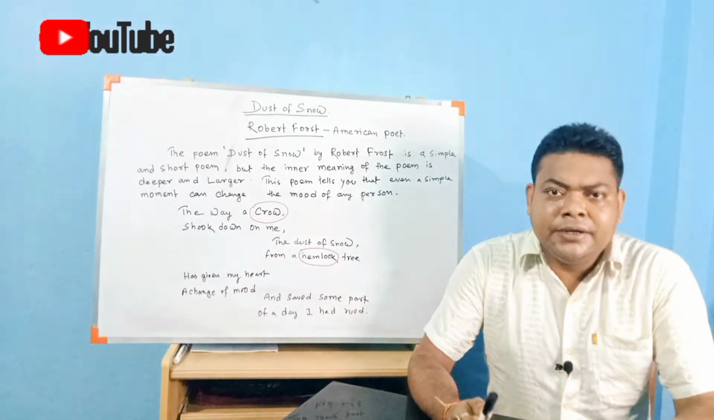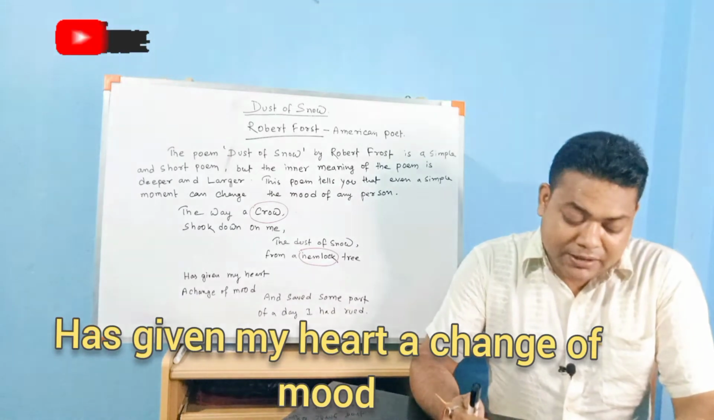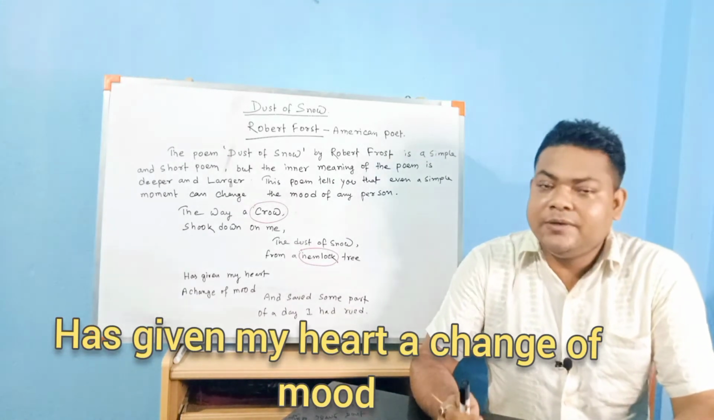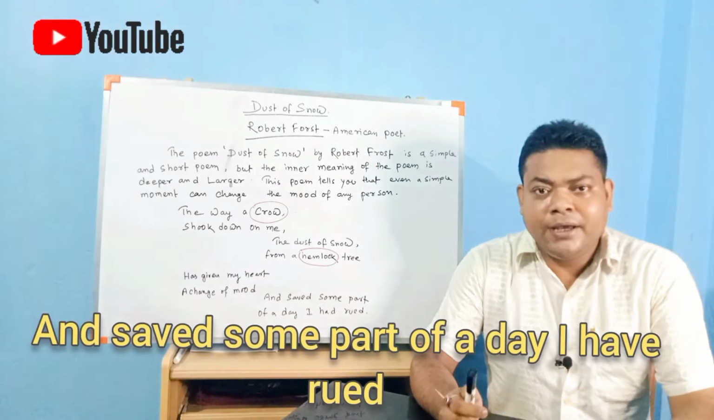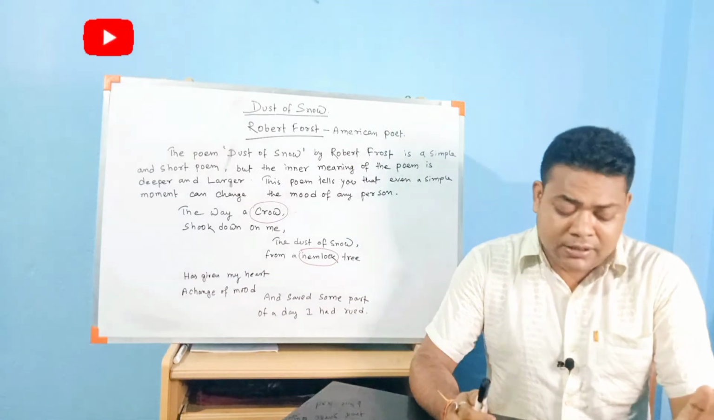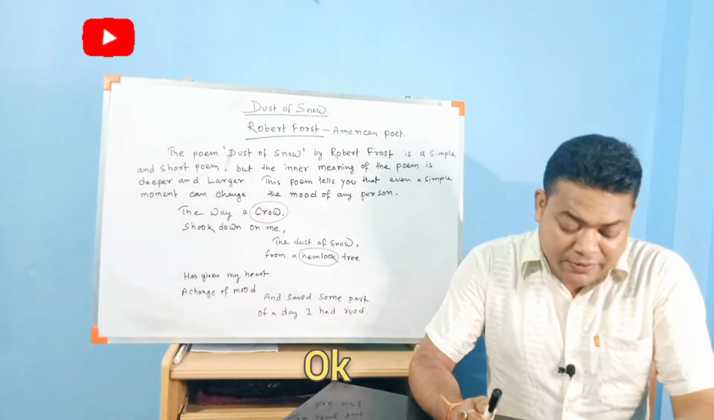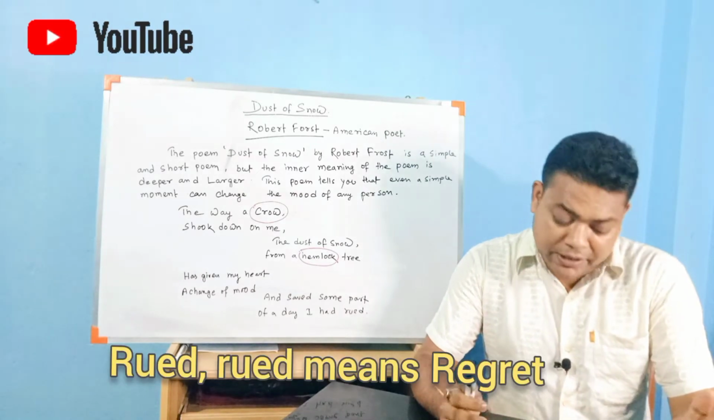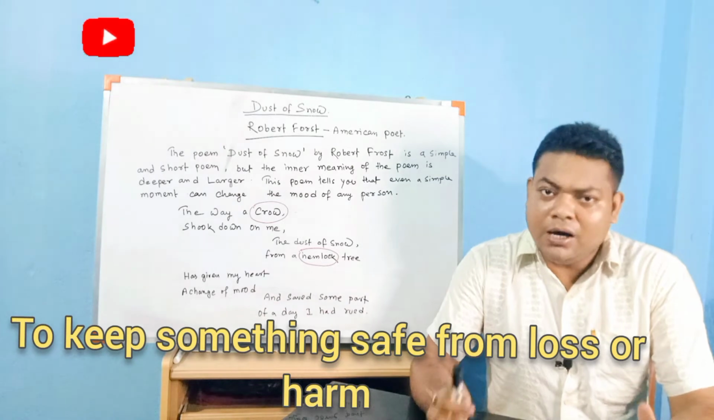Now again it is said in the poem: has given my heart a change of mood and saved some part of a day I had rued. Here the difficult word is rued. Rued means regret, and saved means to keep something safe from loss or harm.